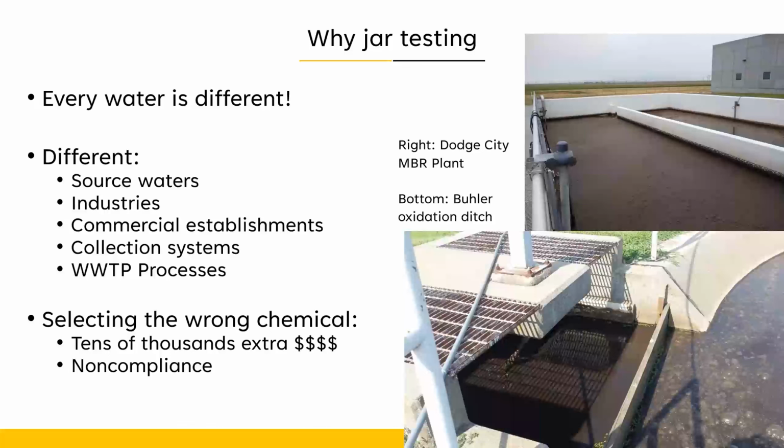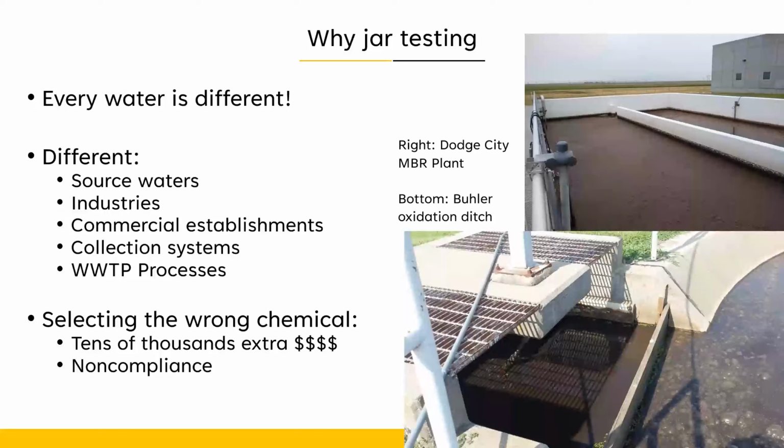These are two, towards the older end. On the bottom, this is a pretty basic oxidation ditch at Bueller, well maintained, tends to put out pretty good water. And then we have kind of the highest technology plant in the state, which is Dodge City, their north plant. So the reason for jar testing, and I have some graphs coming up, is that selecting the wrong chemical can either lead to non-compliance, which we don't want, or you can spend quite literally tens of thousands of extra dollars that you don't need to.